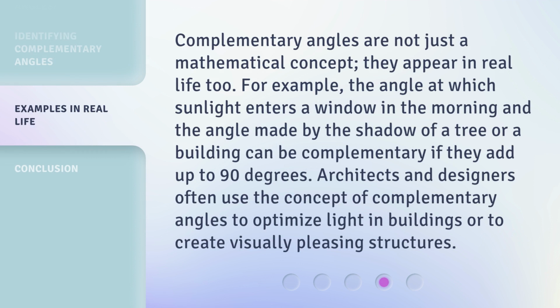Complementary angles are not just a mathematical concept. They appear in real life too. For example, the angle at which sunlight enters a window in the morning and the angle made by the shadow of a tree or a building can be complementary if they add up to 90 degrees. Architects and designers often use the concept of complementary angles to optimize light in buildings or to create visually pleasing structures.